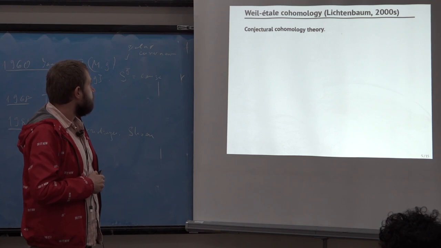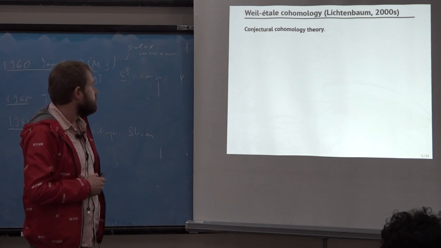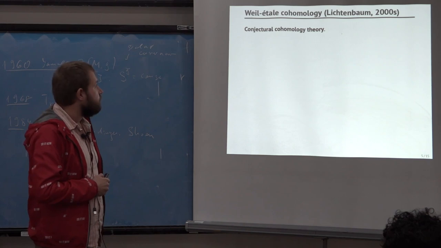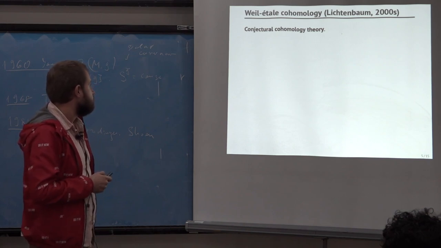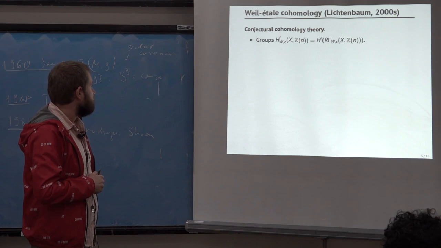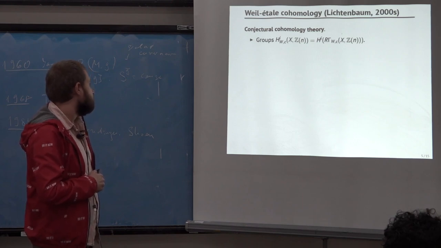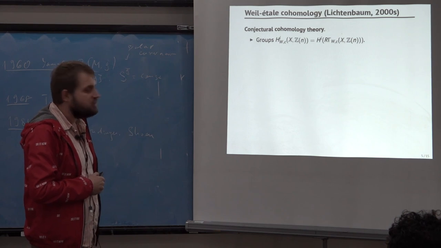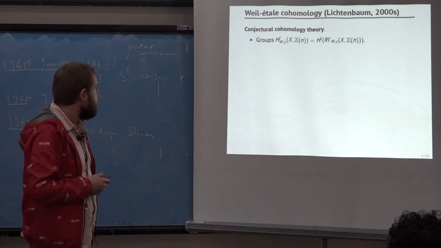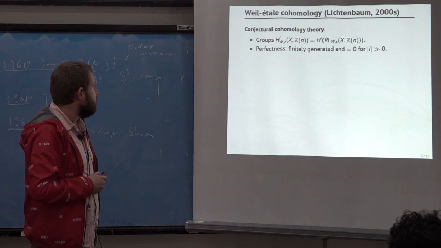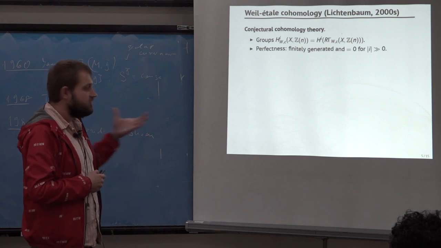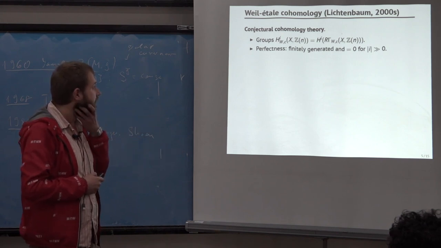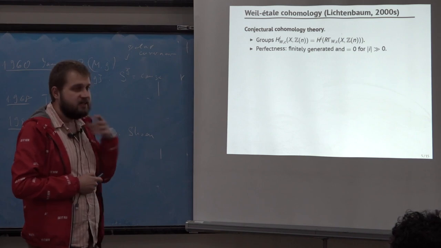So, what is Weil-étale cohomology? Weil-étale cohomology is a conjectural cohomology theory that was proposed by Stephen Lichtenbaum in the 2000s. One conjectures that there are some cohomology groups that I will denote by H_{W,c}, where W is Weil-étale and c is compact support in some sense. And this cohomology theory comes from some perfect complex, which means that these cohomology groups are finitely generated, and they vanish for almost all i except for finitely many i.